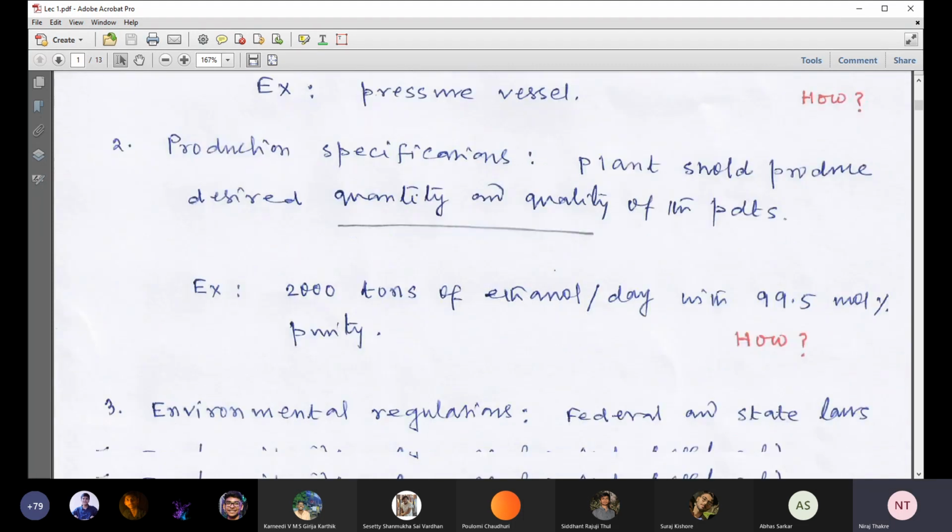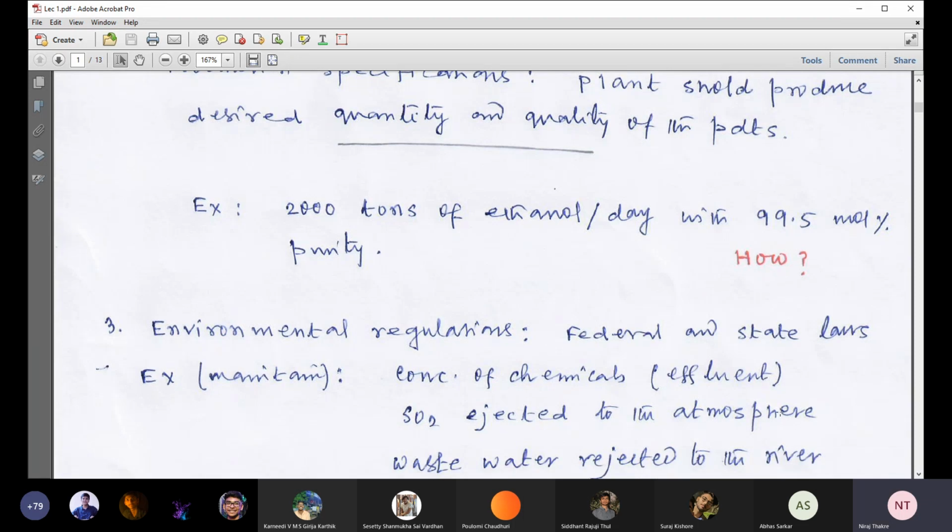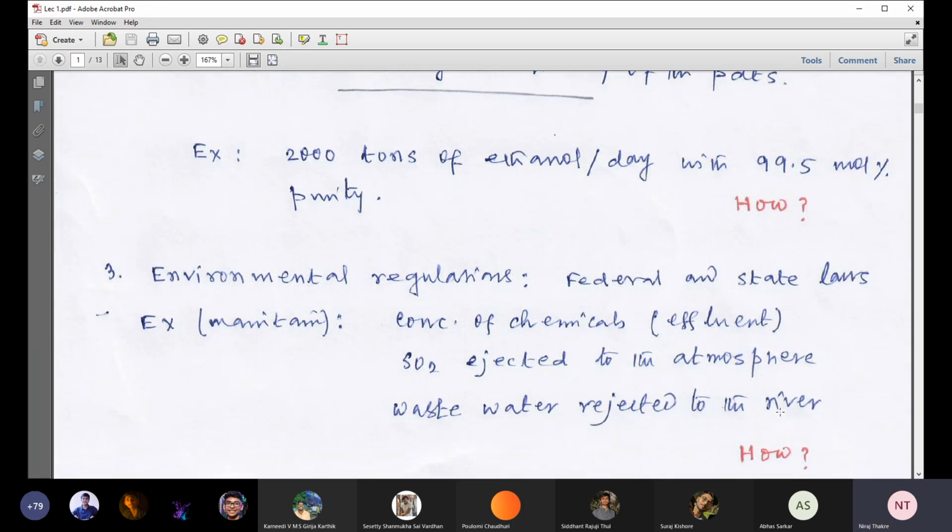Yes, good. So next point is environmental regulations. You are very correct. You see, I have given few examples related to this. You note down this point. Our third point is related to environmental regulation. There are several federal and state laws which enforce us to maintain certain standards related to pollution.